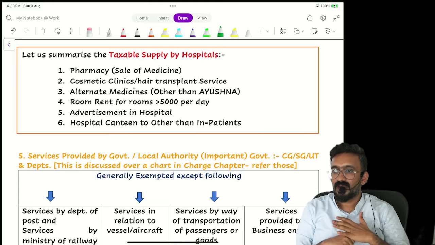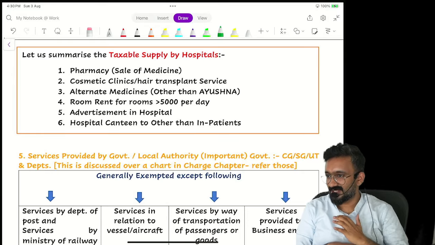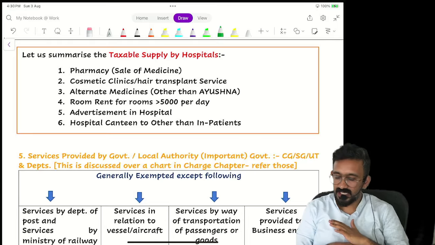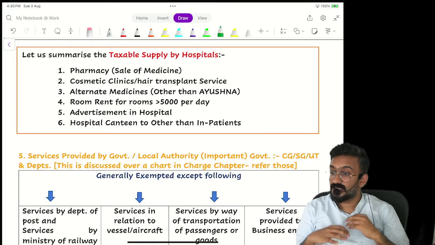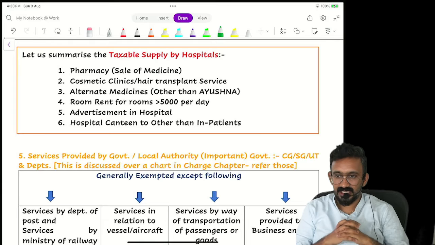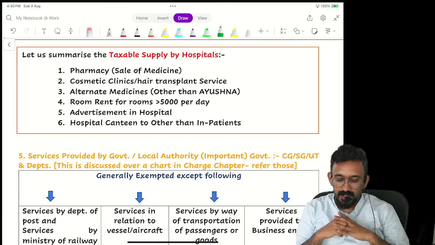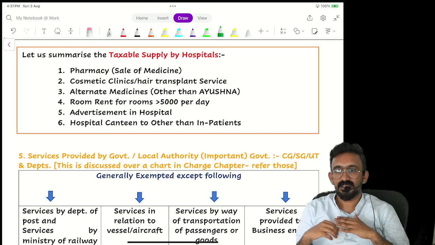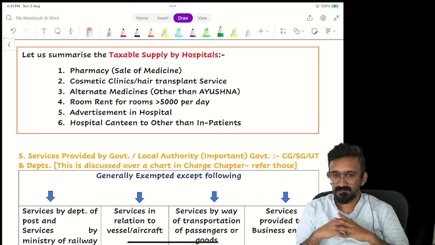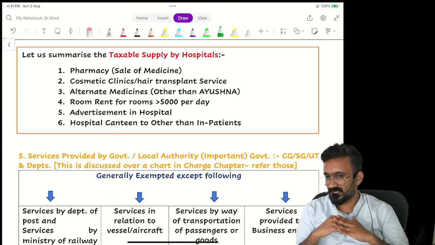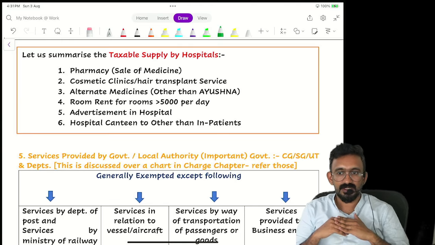One, pharmacy is taxable because they are not service, they are sale of medicines. Cosmetic clinics, hair transplant is taxable. Alternate medicines other than Ayush, like pranic healing and all that, some hospitals have that also. That's also taxable. Room rent, if it's more than 5,000 per day, would be taxable. Advertisement in hospital is taxable. Hospital canteen to other than inpatients would be taxable. Understanding? This is a consolidated list of taxable services by hospitals.